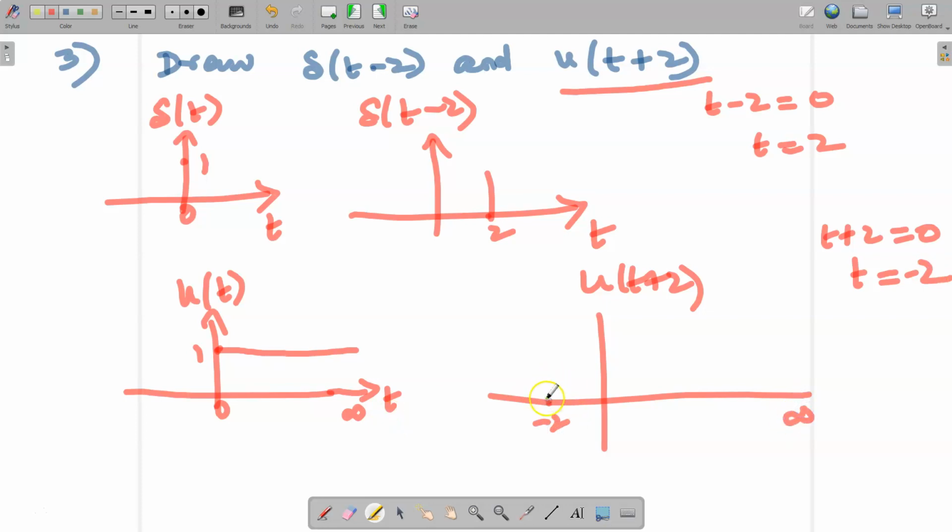Okay. So, you will have just a shifted signal, instead of starting from 0 you have to start from minus 2 and your signal will be like this. Just a time shifted signal. So, u of t plus 2 means left shifted signal you will get.